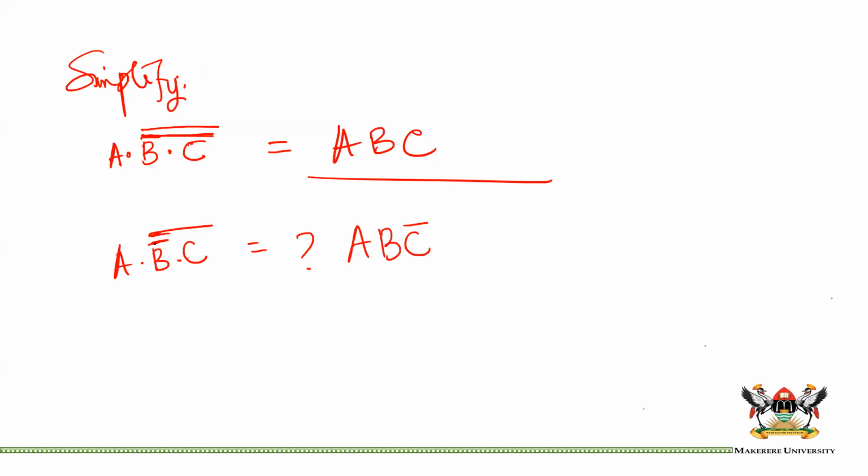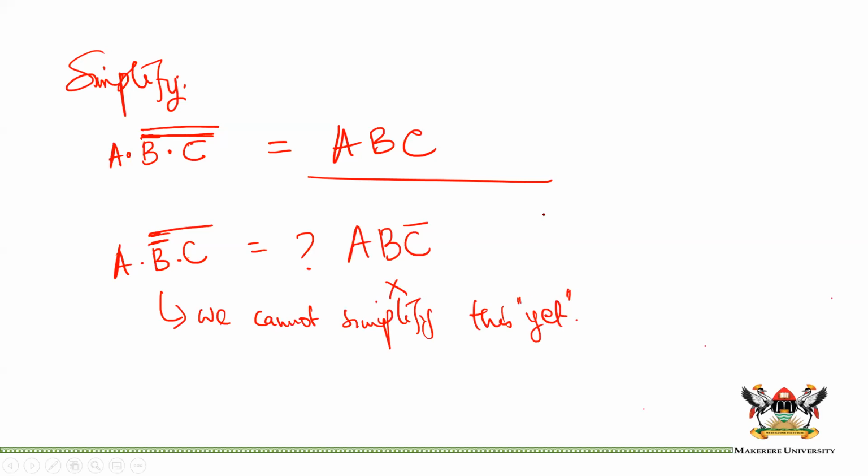The problem with this is that this would be wrong. Actually, we cannot simplify this yet, being the key word here. We are going to be able to simplify it, but at this point we have not yet studied the theorems that we need to simplify this one.